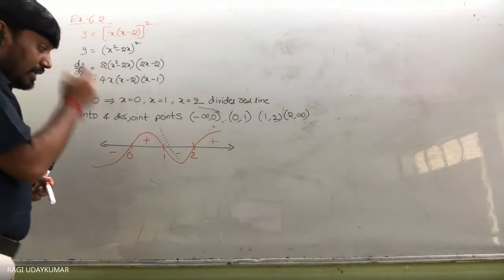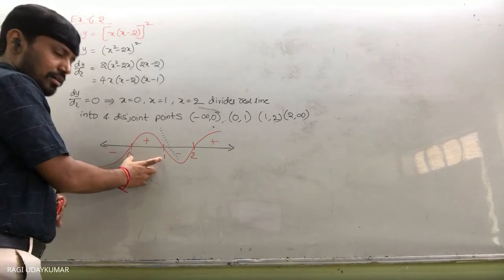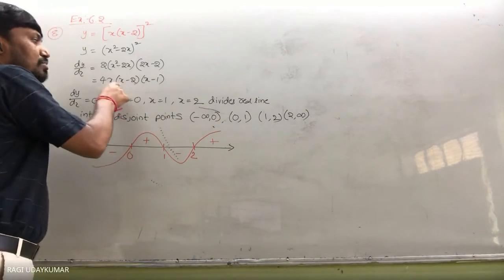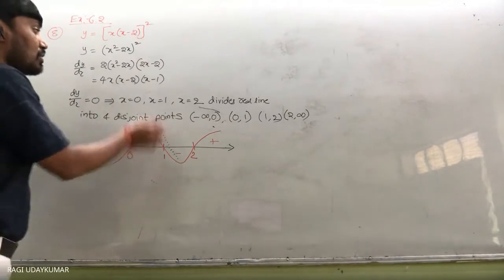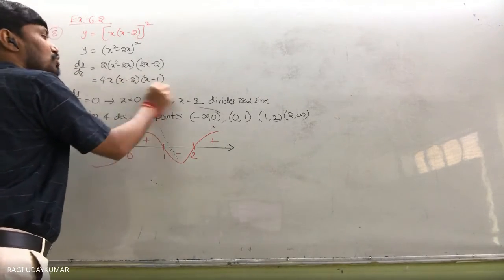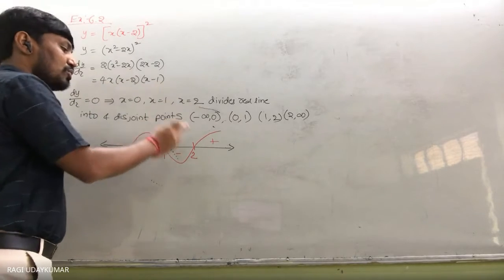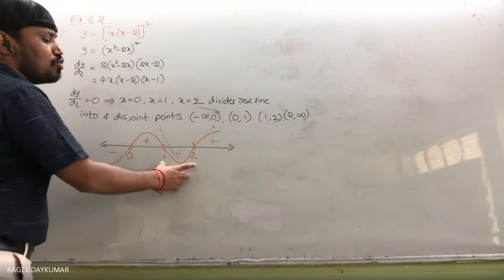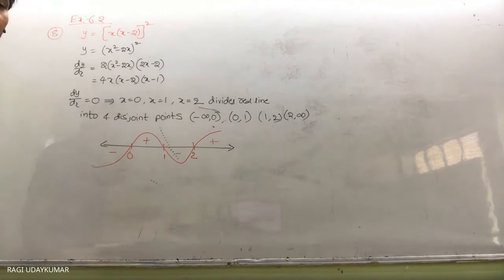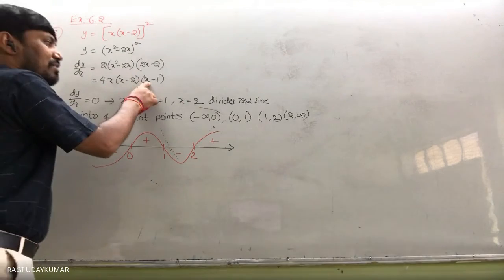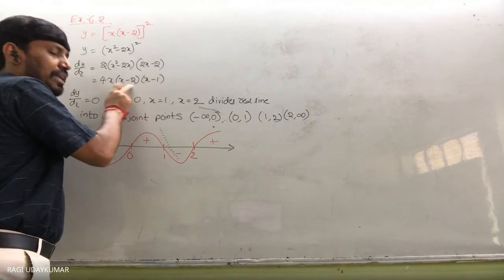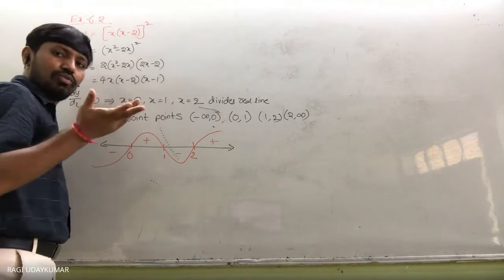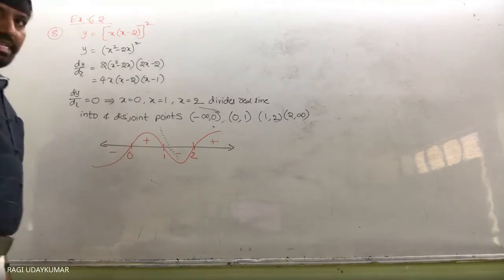That means in the interval 0 to 1 and 2 to infinity, dy by dx is positive. In this interval, it is negative. You can check normally: between 1 to 2, any number you take, 1.5, substitute it. This factor will be positive, this one will be negative, and this is positive, so only one is negative. So the complete product is negative. Automatically we are going to get it.